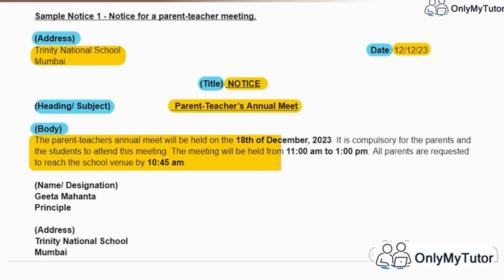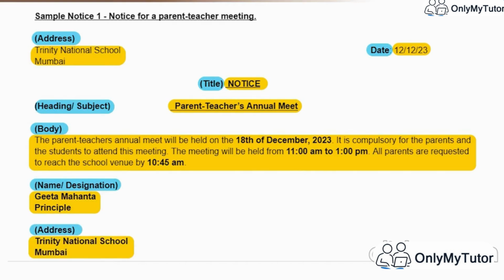Body. The Parents-Teachers Annual Meet will be held on the 18th of December 2023. It is compulsory for the parents and the students to attend this meeting. The meeting will be held from 11 a.m. to 1 p.m. All parents are requested to reach the school venue by 10:45 a.m. Name designation: Geeta Mahanta, Principal. Address: Trinity National School, Mumbai.